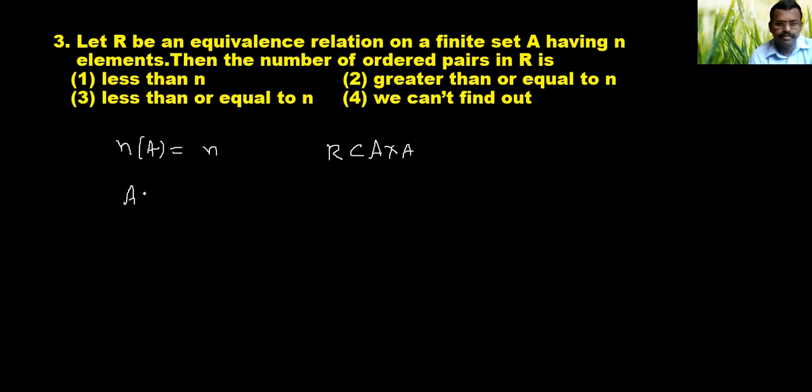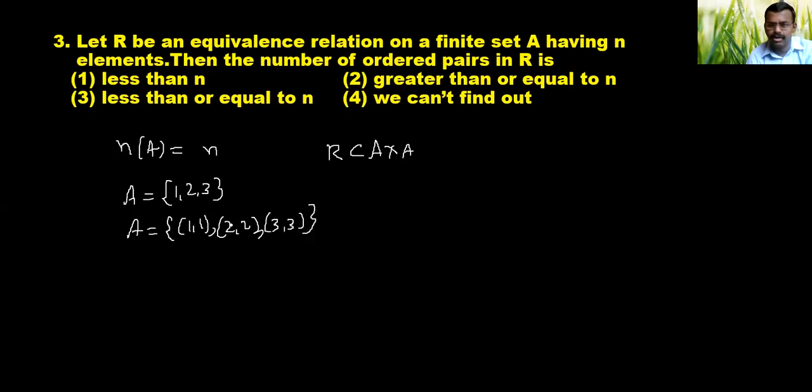For example, see, if I take A as 1, 2, 3, if I make an equivalence relation, the least possible is 1, 1, 2, 2, 3, 3. Here, see, reflexive, symmetric, and transitive, all are possible. This is the least equivalence relation of order 3. Okay, 3 elements, fine. So here n equals n, correct? Otherwise it should be more than n elements. N elements is how much here? 3. So either 3 or more than 3. Hence, question number 3, option 2 is the answer. It is a basic concept, a concept-wise problem. That is greater than or equal to n.